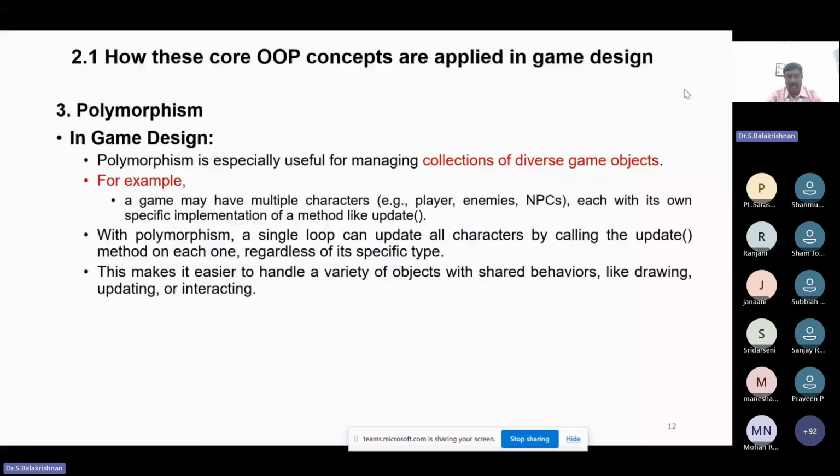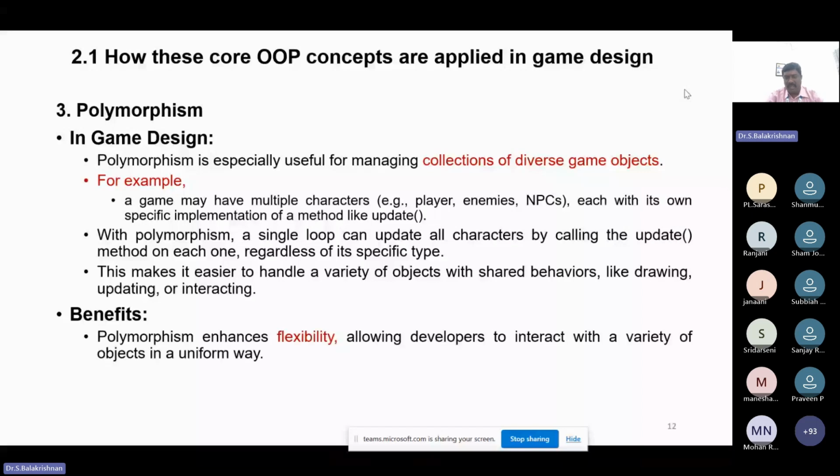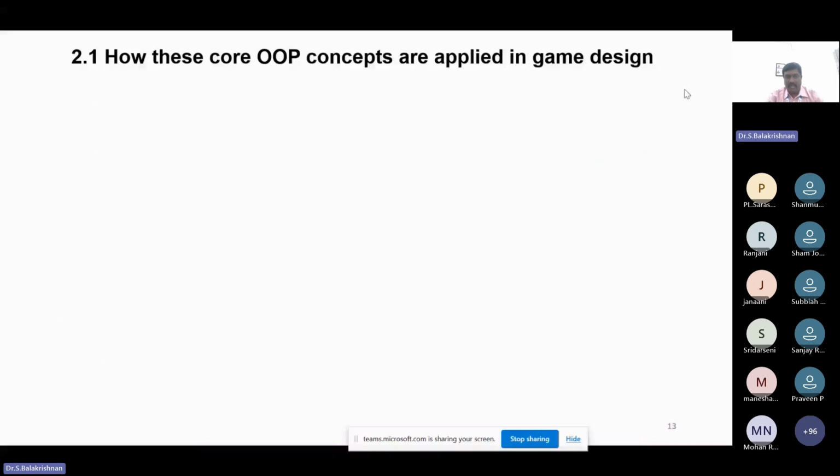And the benefit of polymorphism in game design is that it enhances flexibility and allows developers to interact with a variety of objects in a uniform manner. The polymorphism also simplifies the code, as developers can use common methods across different objects, enhancing extensibility and adaptability. So that's the thing. And the next concept is abstraction.